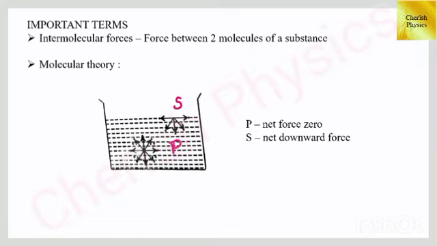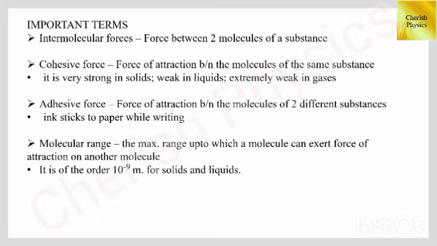Now let us consider the molecule S, which is on the surface of the liquid. It only experiences a net downward force. So the surface gets pulled downwards and hence it acquires a minimum surface area. Next one is cohesive force. It is the force of attraction between the molecules of the same substance.